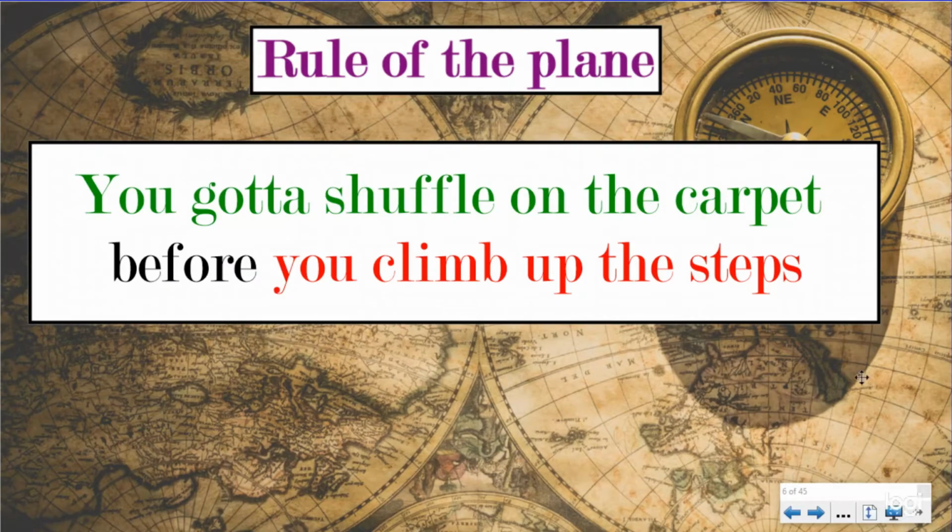That's how I remember it. You have to shuffle on the carpet, right? Shuffle your feet. And the carpet, we know, is horizontal. You're shuffling either forward or backwards before you climb up the steps. And when you climb, right, you go up or down. And so this is the rule. This is how I remember it. I remember this saying in my head. You got to shuffle on the carpet before you climb up the steps. You have to do your X coordinate and then your Y. And that's always, always true.